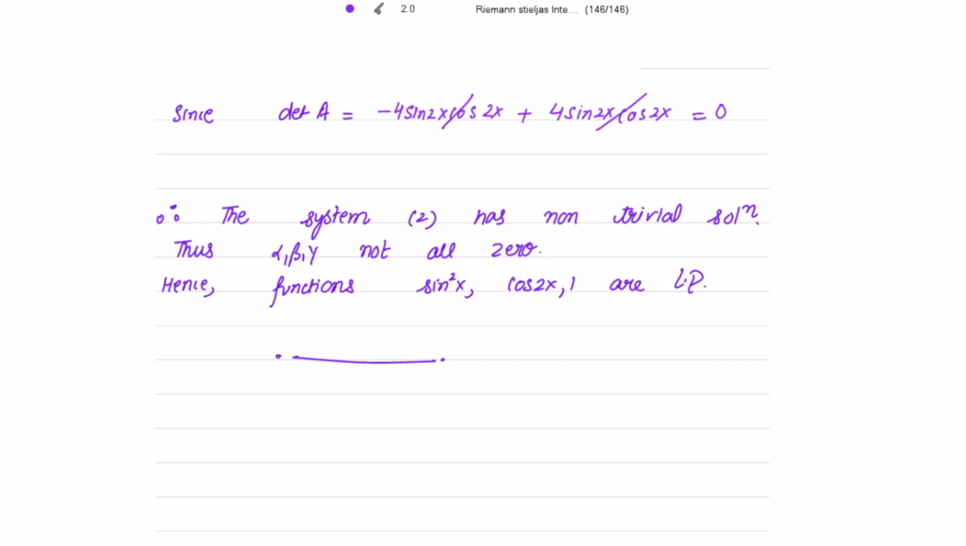And what do you mean by determinant A being equal to 0? The system 2 has non-trivial solutions, meaning the scalars are not all zero. Very good. So alpha, beta, gamma are not all 0. Hence, these functions are linearly dependent.